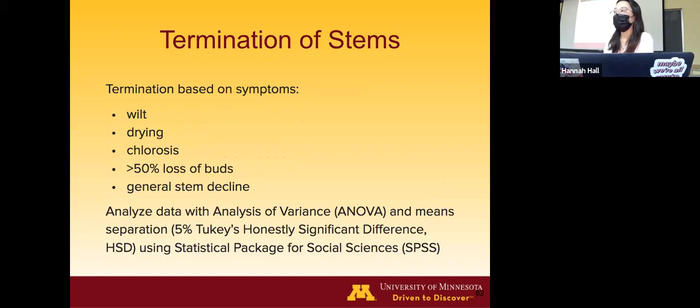So when do we toss out our stems? Termination is based off of various different symptoms. They say to terminate a stem when the average consumer would throw it out. So we base all of our stuff off of different symptoms, such as wilt. Drying is a major one that we've been seeing. Chlorosis of the stem and leaf, loss of buds, and also just general stem decline. And we analyze all of our data using an ANOVA and an HSD test that has all of our data coded into SPSS.